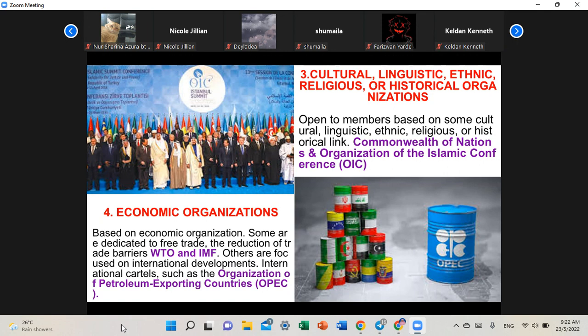And then number one, economic organization. Based on economic organization, some are dedicated to free trade, the reduction of trade barriers, like WTO and IMF. Others are focused on international development, international cartels such as the Organization of Petroleum Exporting Countries, OPEC. Okay, so WTO, IMF, OPEC all offer assistance in the economic dimension.